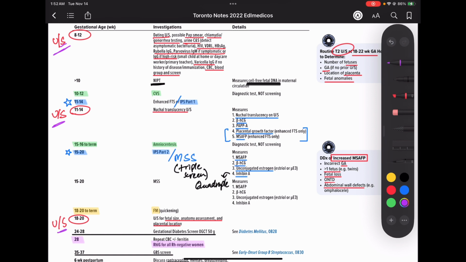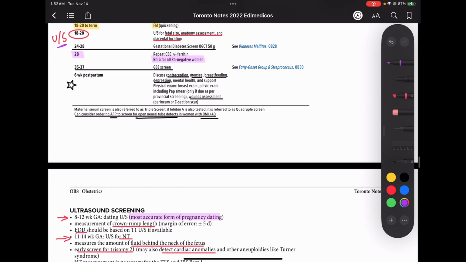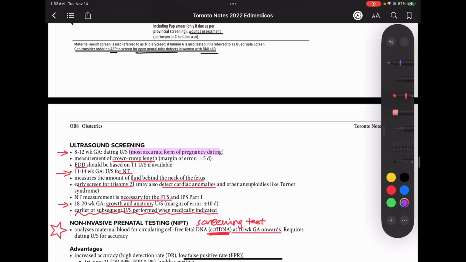3 ultrasounds. First one would be around 8 to 12 weeks, the dating ultrasound. Second one would be 11 to 14 weeks, in which we have to look for the nuchal translucency. And the third one would be around 18 to 20 weeks for fetal size, anatomy assessment, and placental location. So these 3 are the ultrasounds. But other than these, any earlier or subsequent ultrasound can be performed when medically indicated.